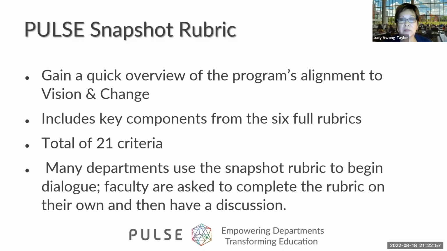Many departments use the snapshot rubric to begin dialogue. Faculty are asked to complete the rubric on their own and then meet to discuss their scores. The snapshot rubric is commonly used in the ambassadors program, ambassadors workshops, and also during the Pulse regional workshops. Completing the full rubrics is required during Pulse recognition visits.